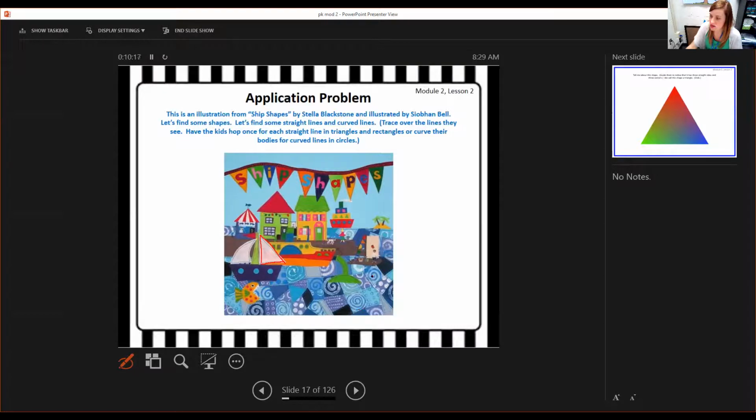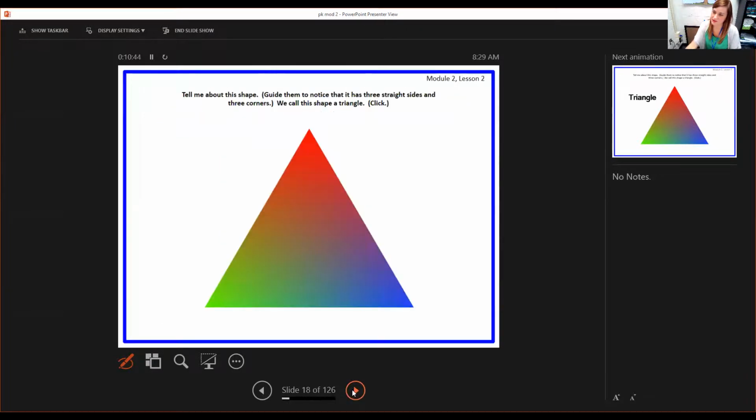How about this line? Is that straight or curvy? That would be curvy. What about this line right here? Would that be straight or curvy? Straight. What about this one? Is that straight or curvy? Curvy.